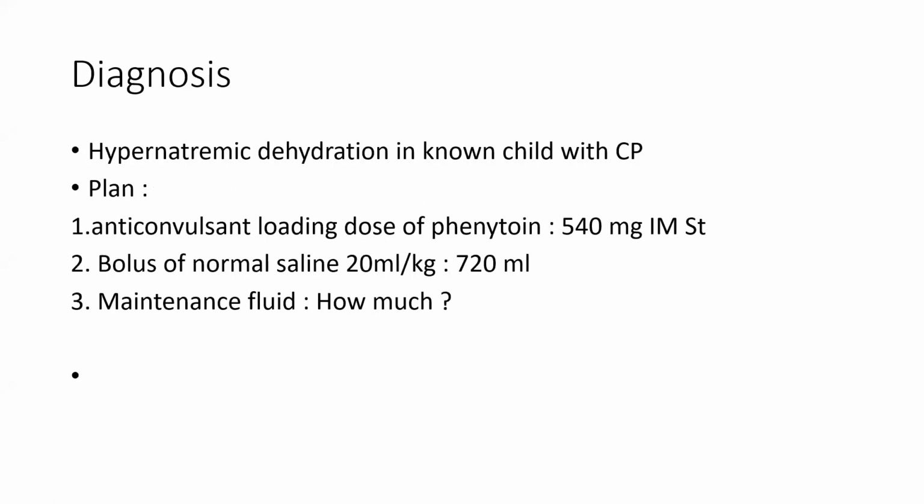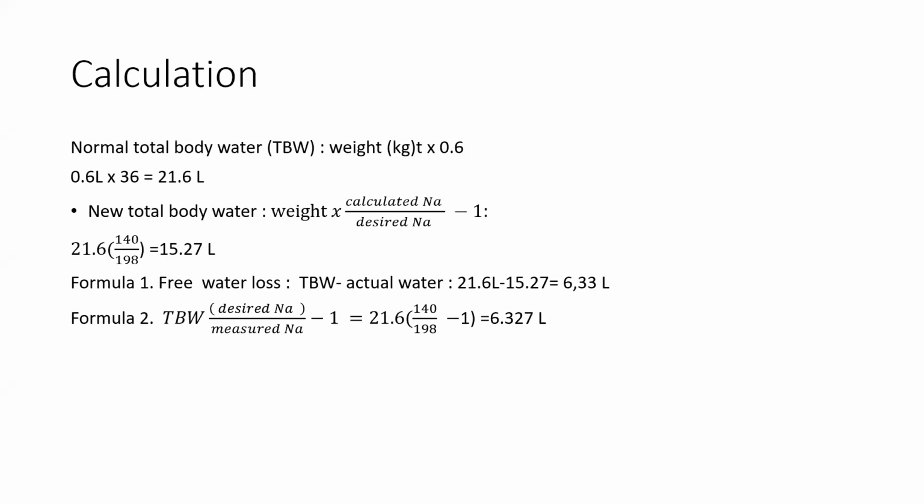The diagnosis was hypernatremic dehydration, in a child with cerebral palsy. First we gave an anticonvulsant, a loading dose of phenytoin at 15 mg per kilo. This was IV, not IM. I'm sorry for the typing error. Then we gave a bolus of 20 ml per kilo of normal saline, that's 720 ml. Now, how much maintenance fluid are we supposed to give and how are we supposed to correct the sodium? That's where our topic is now focusing.